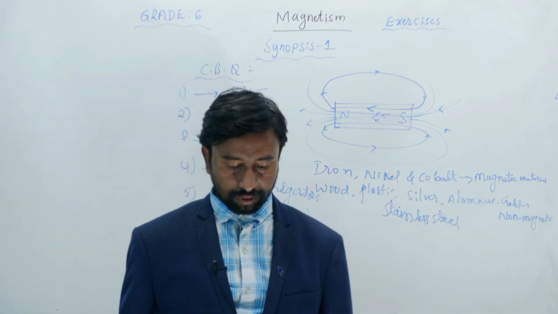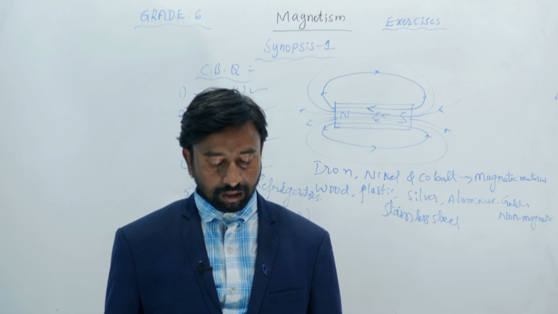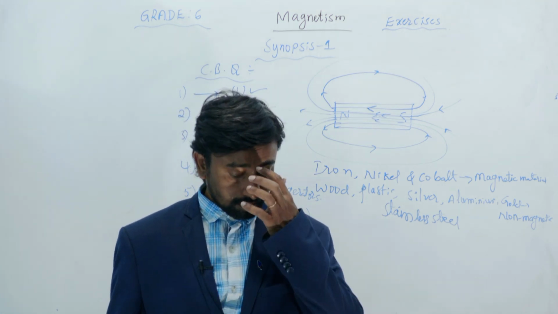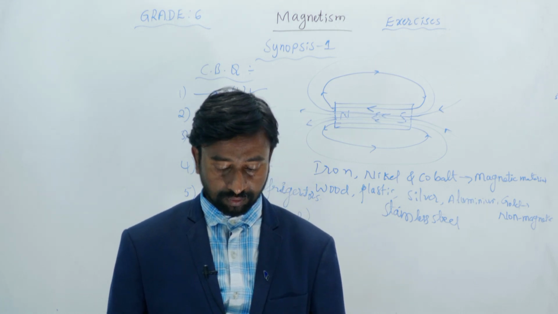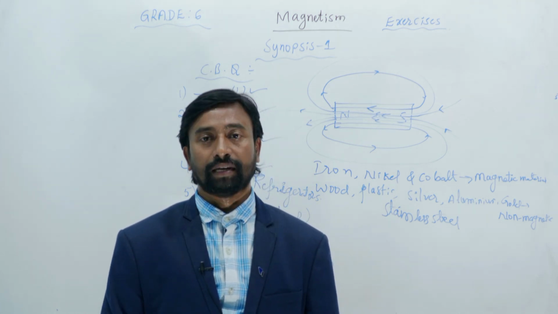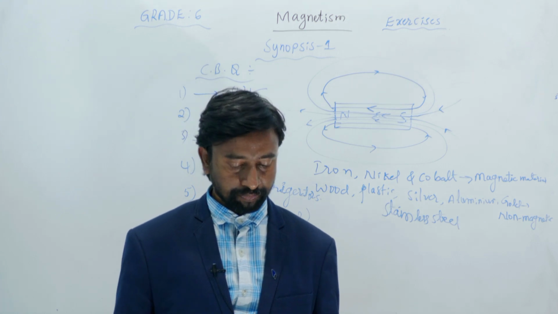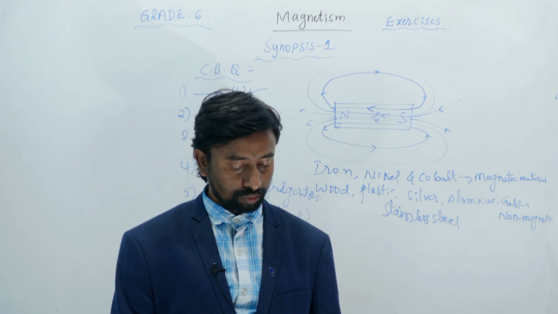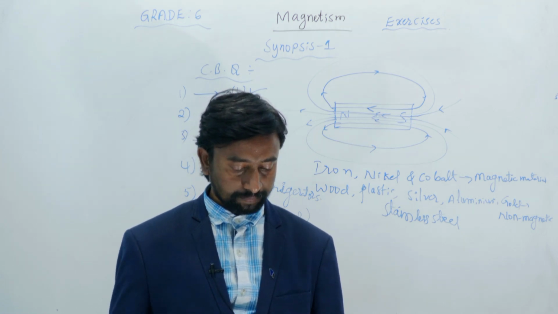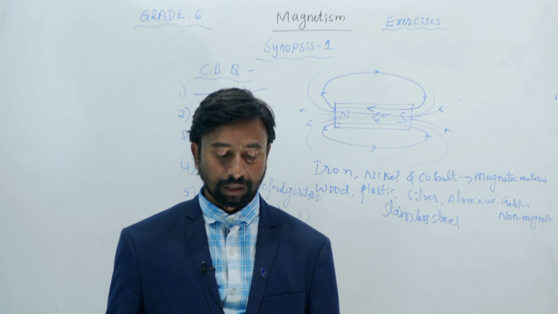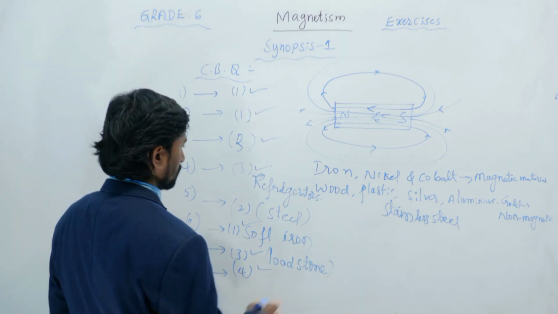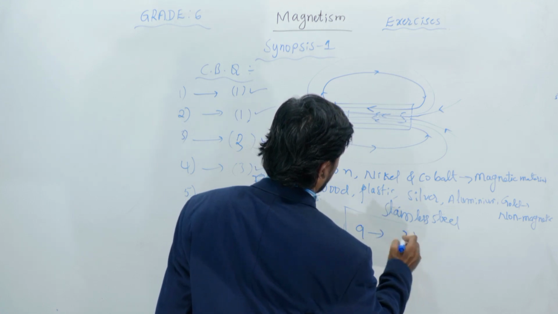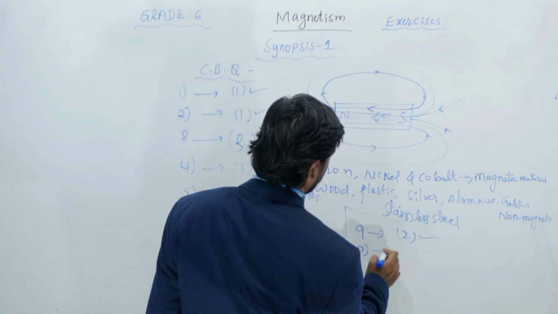Okay, now the ninth one is given here. An ore of iron that acts as a natural magnet is called hematite, magnetite, or both 1 and 2. Magnetite is the natural magnet, which we have already seen. So the ninth one is option 2, magnetite.